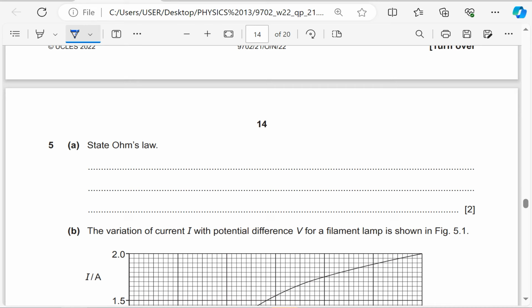Then state Ohm's law. Of course, this is electricity. We know that current through a given conductor is directly proportional to the potential difference across the conductor, provided the temperature of the conductor remains constant.